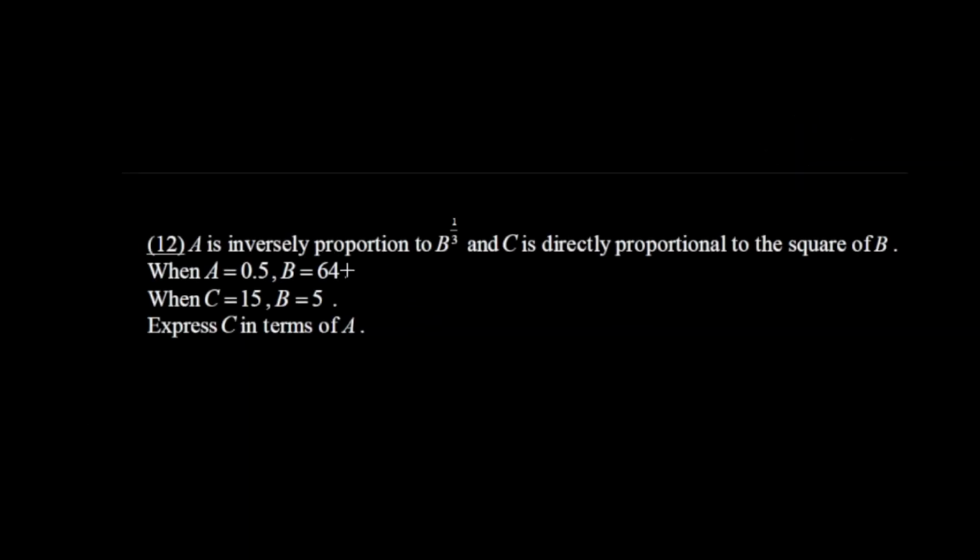Okay, question 12 has got two proportions. We've been given some facts and we're asked to express C in terms of A. So we've got to set up two proportional equations and then go on from there. So proportional equation 1: A is inversely proportional to B to the power of a third.